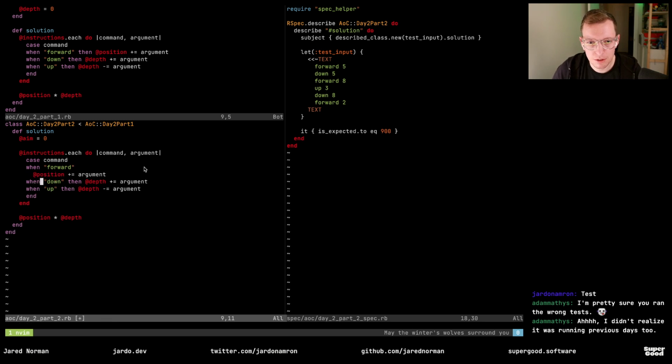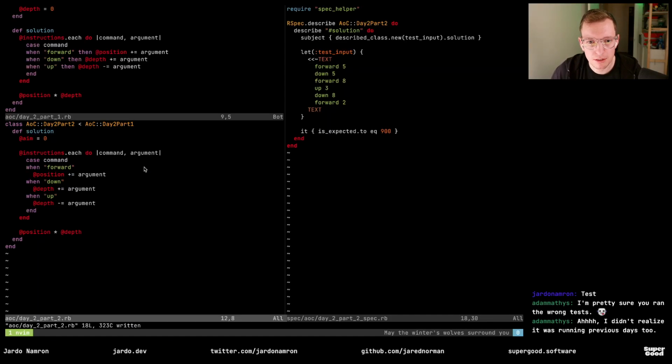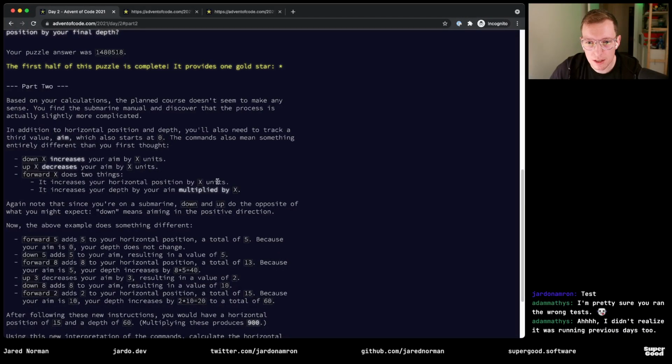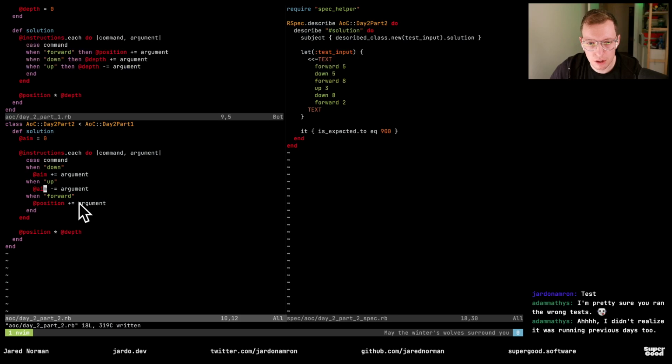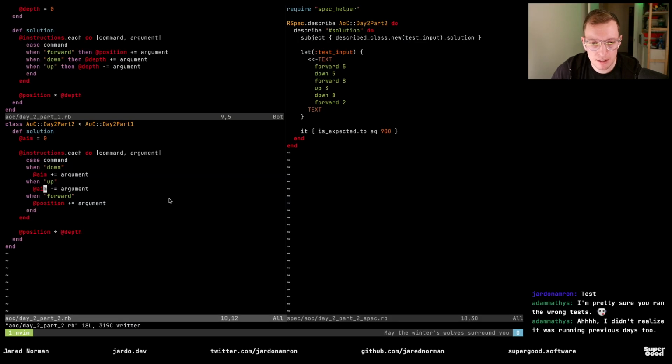So let's just refactor these so it's a little bit easier to add additional logic to them. And re-evaluate this. So down X increases your aim by X units. So down, let's just put them in the order that they describe them. Down X increases my aim. Up X decreases my aim. And then forward X does 2 things. It increases your horizontal position by X units, which it currently already does. It increases your depth by your aim multiplied by X.